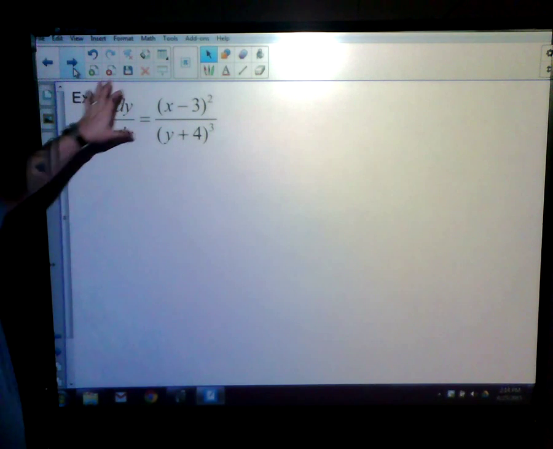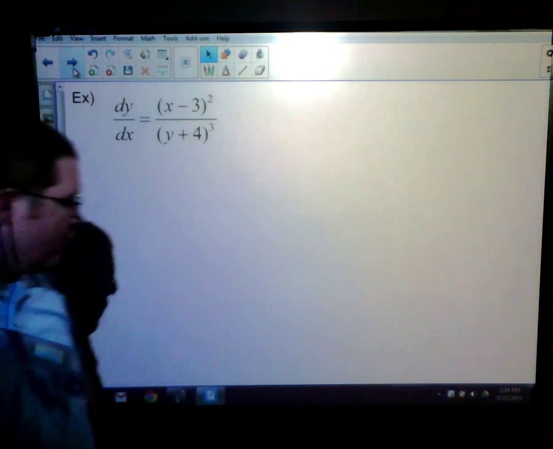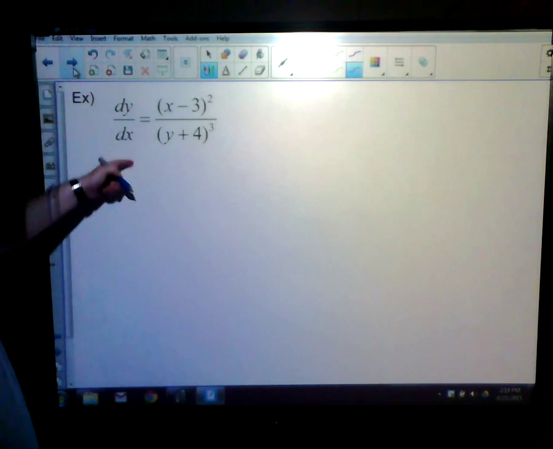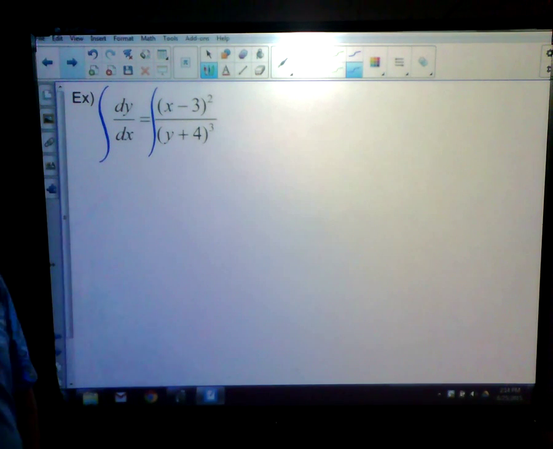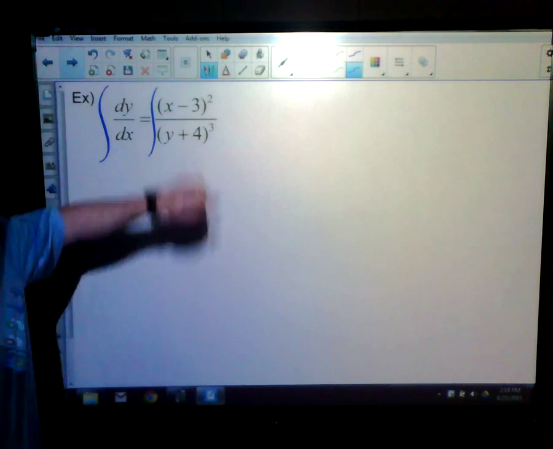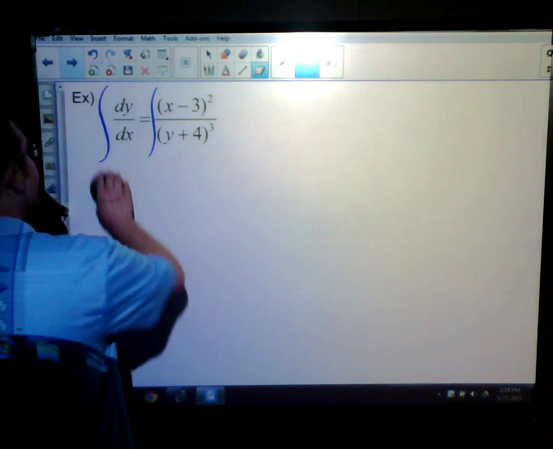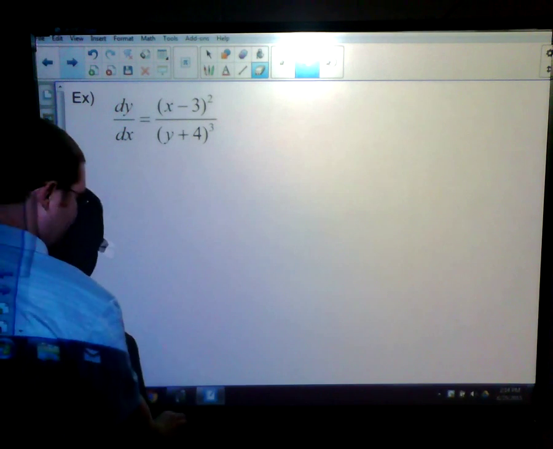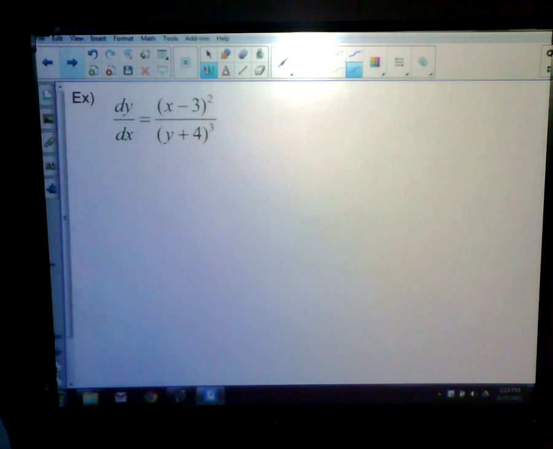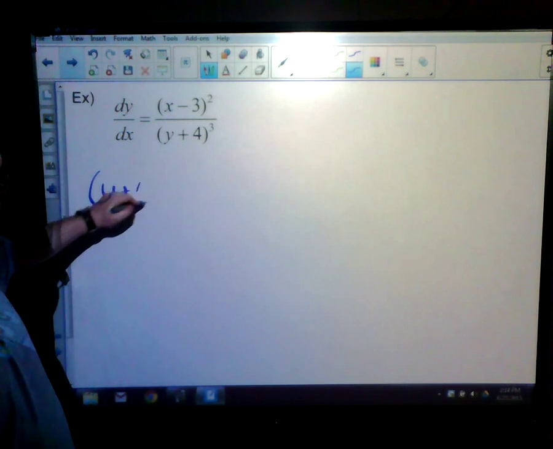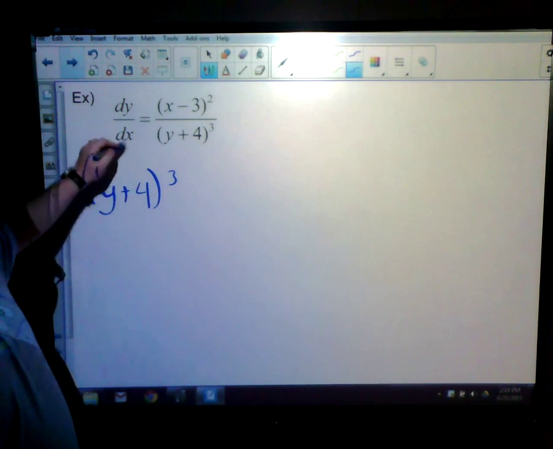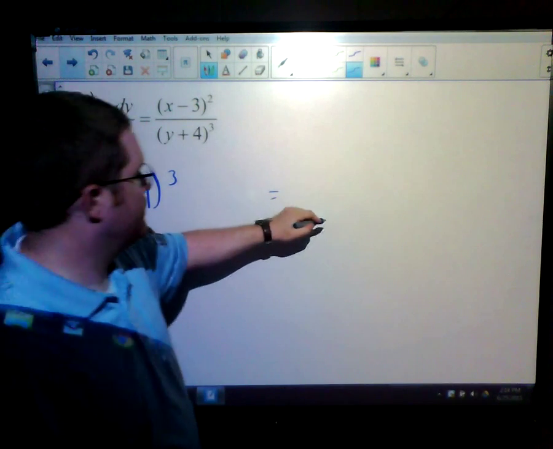Separation of variables means let's cancel out this. Well, how do I cancel out a derivative? Normally, I would just integrate both sides. Why can't I in this problem? Because I have x's and y's all mixed together on this side. So, we're going to get all the y things on the left side, all the x things on the right side. This is divided, so I'm going to multiply it over.